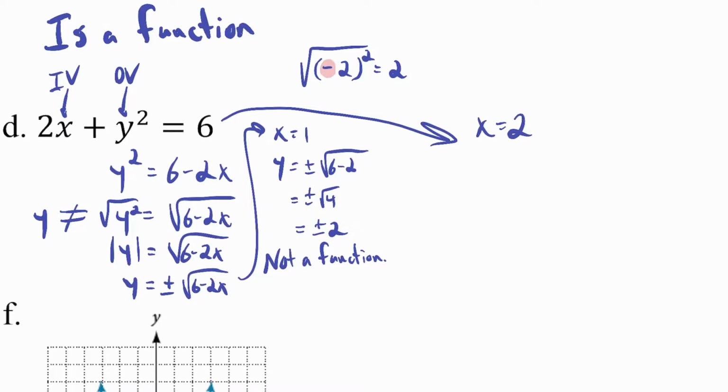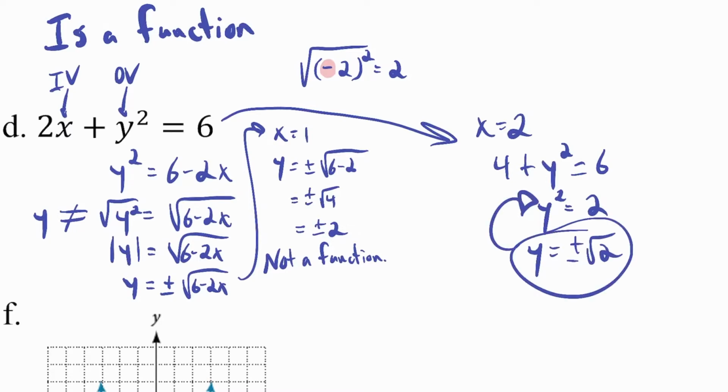So if x is 2, then I have 4 plus y squared equals 6, right? Because 2 times 2 is 4. If I subtract 4 on both sides, y squared equals 2. So is there only one number that solves this equation? Well, no, there's two numbers, the square root of 2 and the negative square root of 2. So y equals plus or minus root 2. There are two numbers that solve this equation. So there are two outputs corresponding to this input.